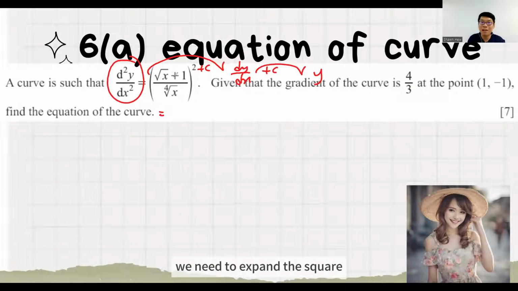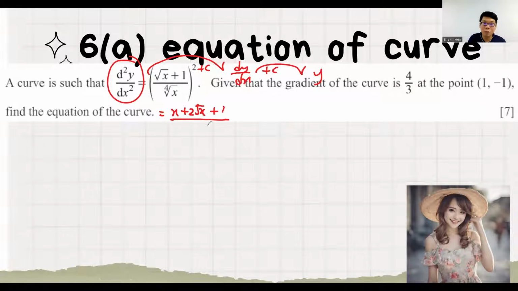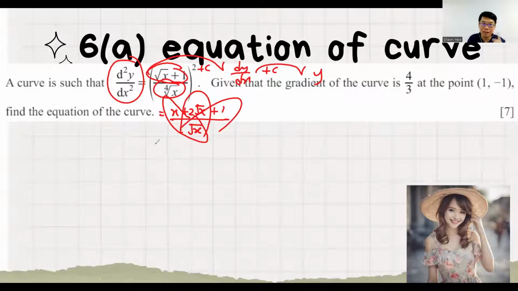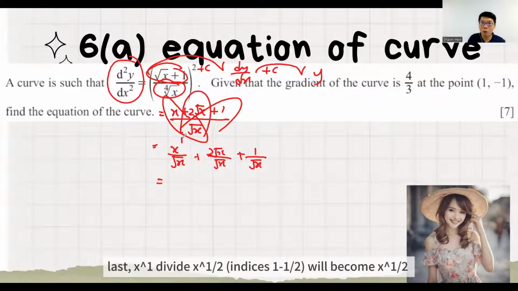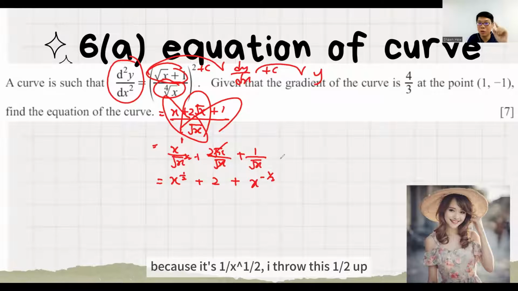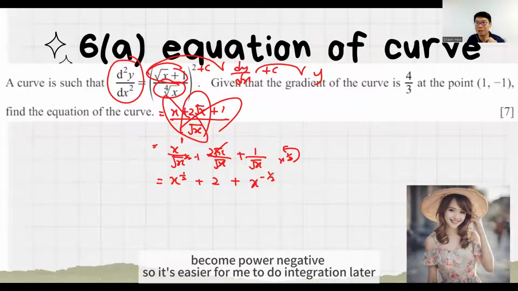First, we need to expand the square. We square this and square this. And then we split them using the bomb technique, which we taught in the previous video. So it will become this. Last, x power 1 minus x power half will become x power half. Here will become 2. Here will become x power negative 1 over 2, because it's 1 over x power half. I throw this half up to become power negative, so it's easier for me to do integration later.